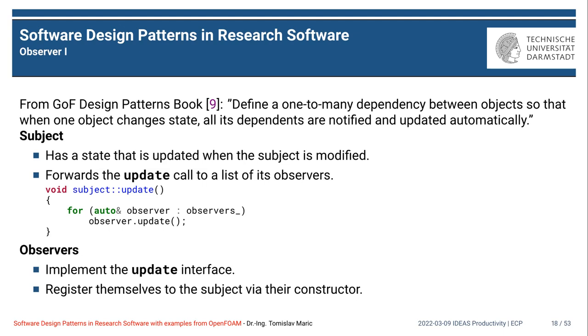You have a subject that has a state, and this state is going to be changed or updated when it is modified, and the update is forwarded then to the observers. And the observers implement the update interface. Don't take these code snippets for granted. It's just pseudocode here. Of course, I can pass some kind of argument to the update if I want, but in any case, I have to then implement this update interface accordingly in the observer. And I have to register the observer to the subject in order to do this for loop.